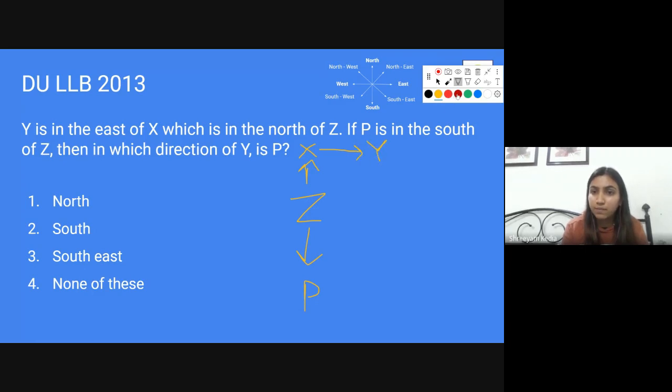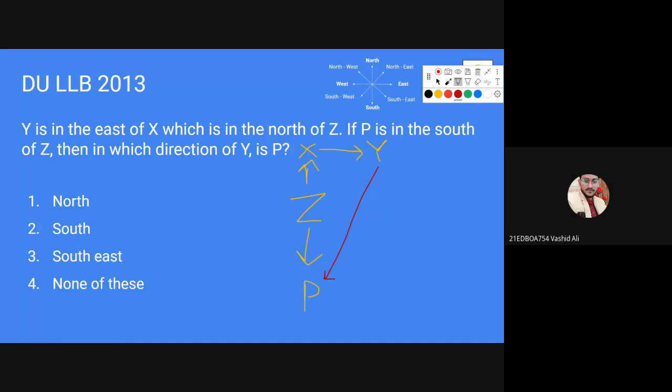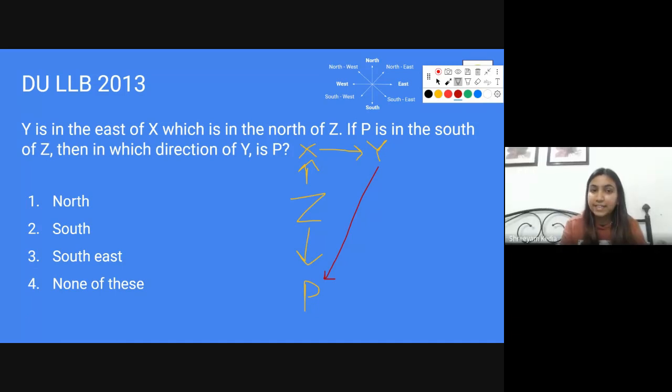So can now someone tell me in which direction of Y is P? In which direction of Y is P? Which is this direction? Anyone, guys? Which direction is this? The red arrow. Southeast. Southwest, right? Any doubts with the solution? See, the answer would be none of these because southwest is not an option, right?